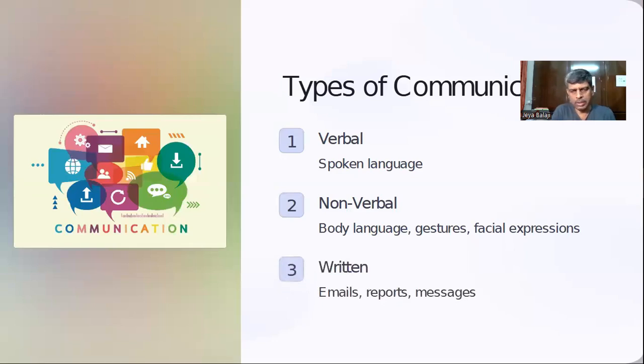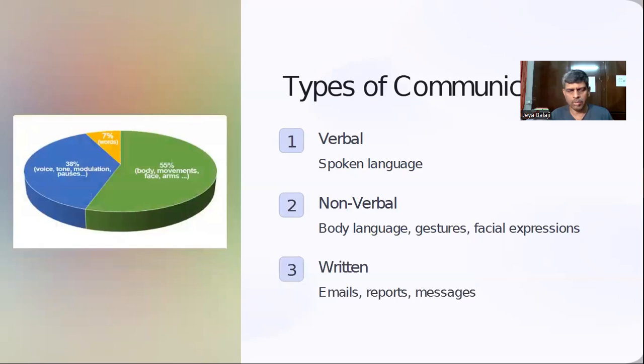The third form is the written form, where we express our ideas in terms of emails, blogs, reports, websites, letters, and any forms, so that the listener can understand. And again, similar to verbal communication, the written form is also bound to have an understanding that the sender and the receiver both understand this particular message. So these are all the types of communication.